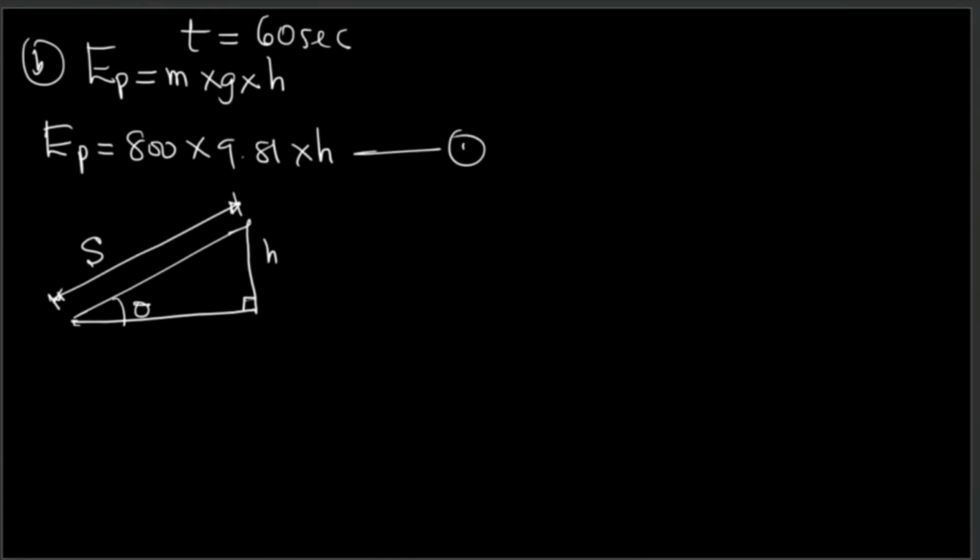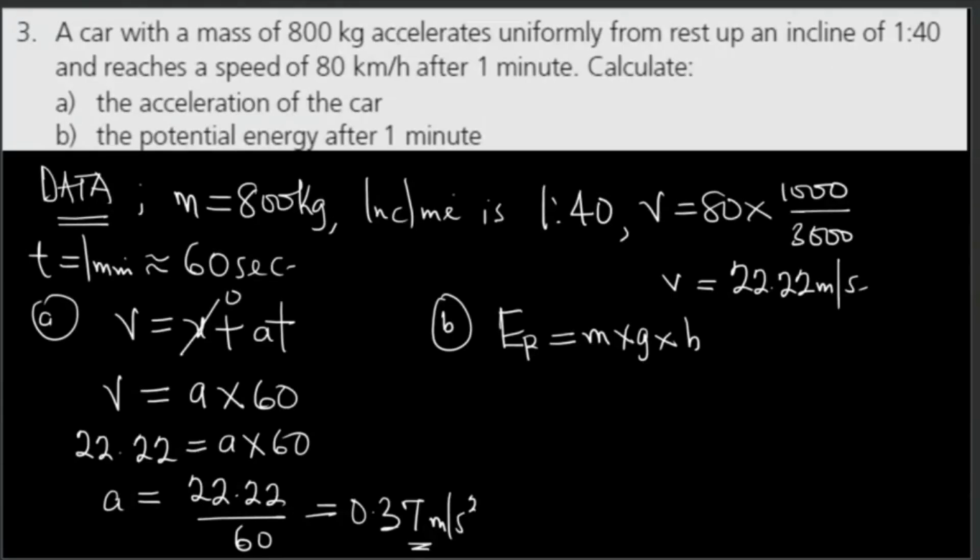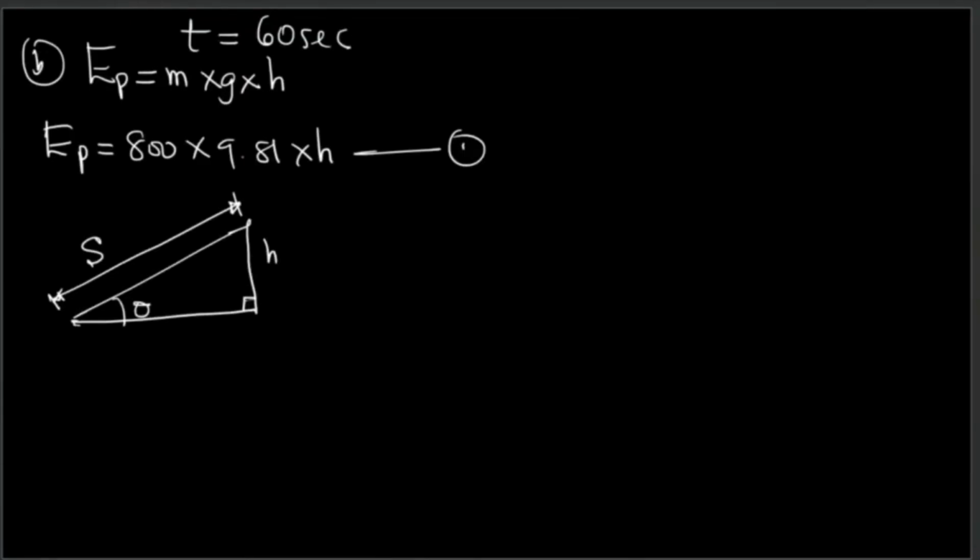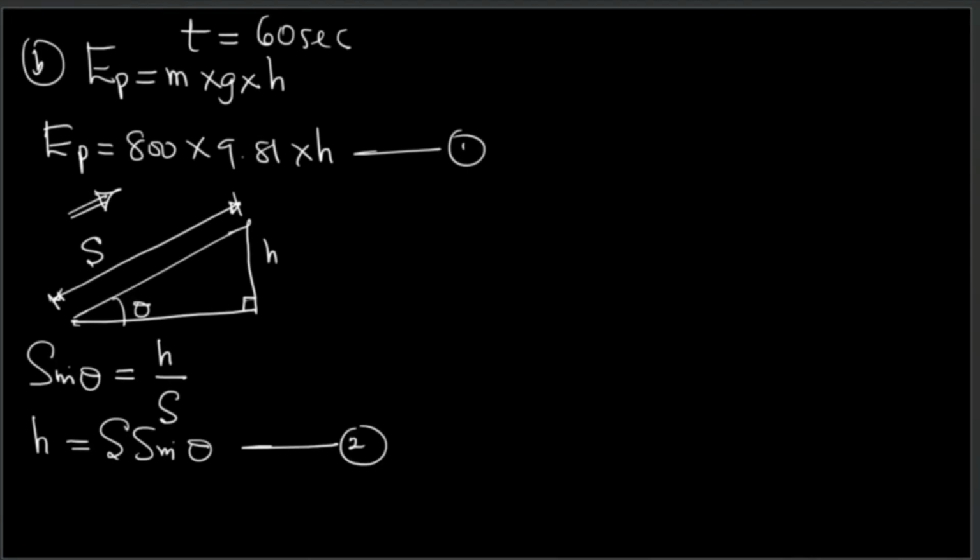They said it's from rest up an incline. So the direction of motion will be up there, so we can use sine here. Sine theta is equal to height divided by distance, so the height will be equal to that distance, s, times sine theta. So we need to get that distance, that s.